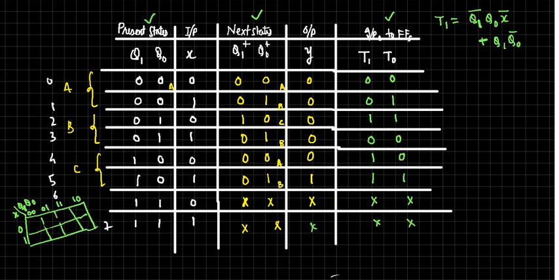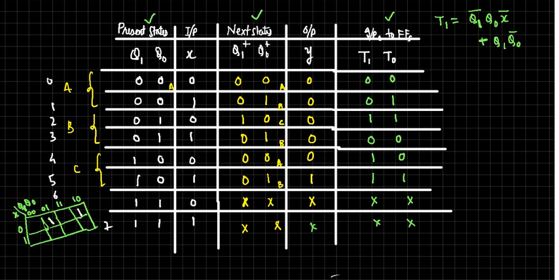Then it is 1 when it is 1, 0, 0. When it is 1, 0 and 0 here. Then it is 1, 0, 1. Then the don't care is at 1, 1, 0 and 1, 1, 1. Oh, sorry, don't care, right? So it is don't care there. Is that okay now?